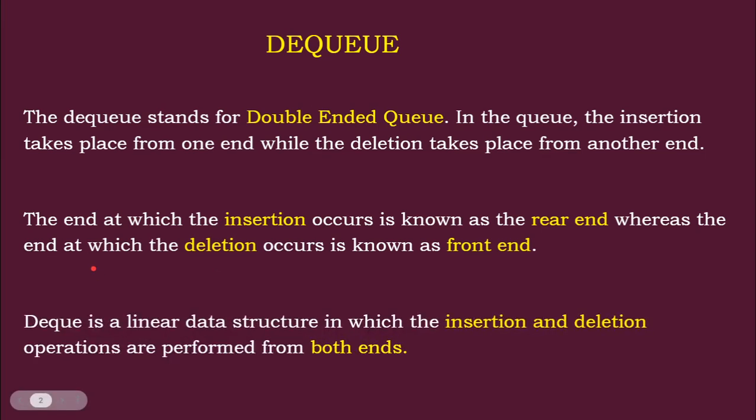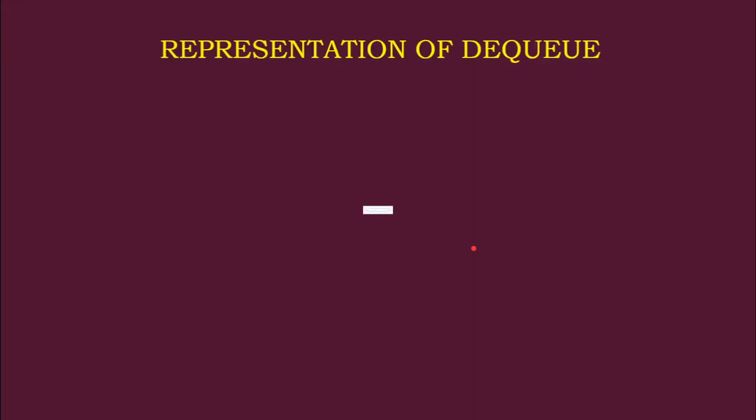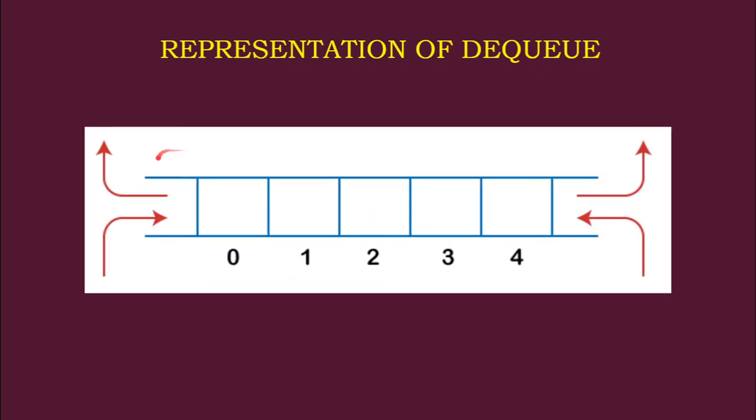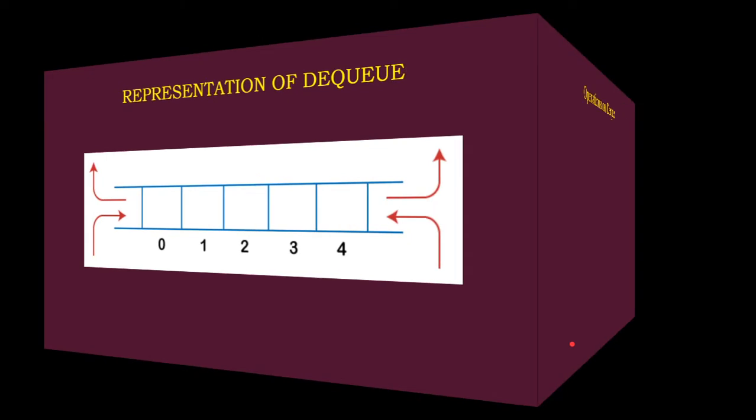But in the case of DQ, it's a linear data structure in which the insertion and deletion operations are performed on both the ends. That is the definition of DQ. Let us see the diagram of DQ. This is the queue, and here we can see insertion and deletion at the front. Likewise, insertion and deletion at the rear end. So this is the representation of a double-ended queue.